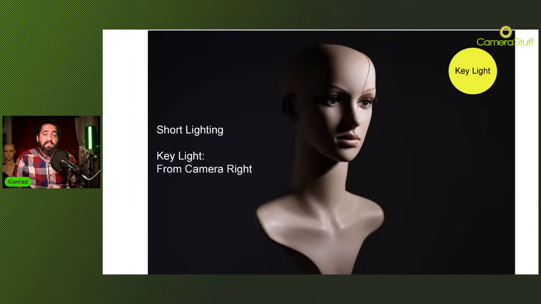Now, if we had to move the key light to the right-hand side and we asked the model to turn her face again, this is creating short lighting yet again. So as I said, this depends on the angle of light and which side the model is looking at. So if it's illuminating the short side of the face, that is short lighting.